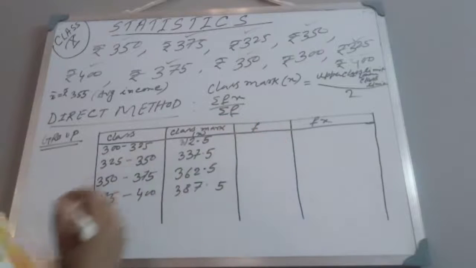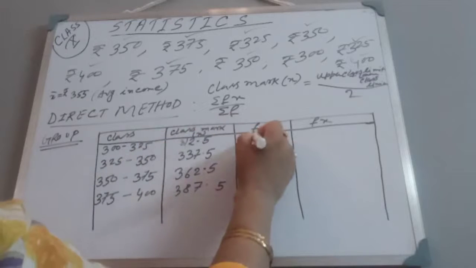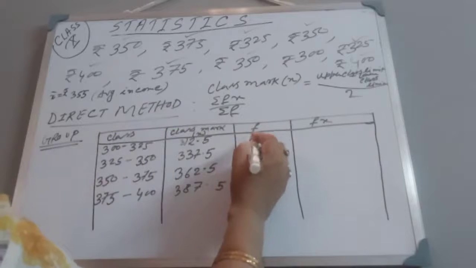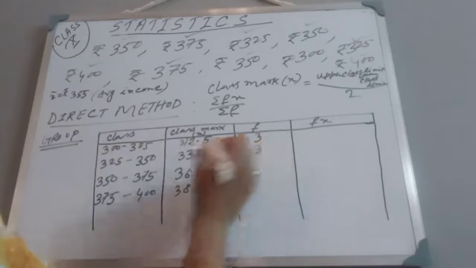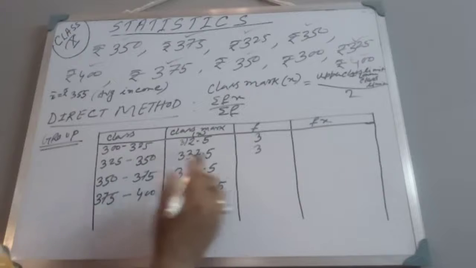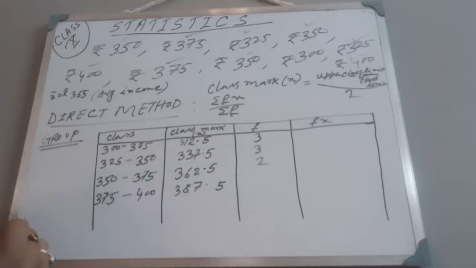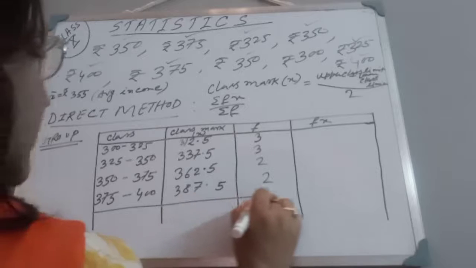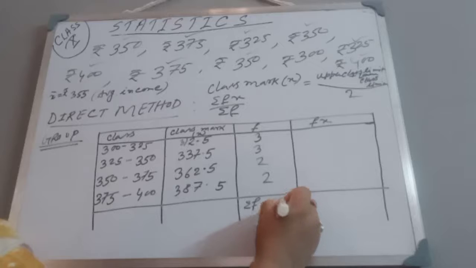Now the frequency. For 300 to 325, the frequency is 3. For 325 to 350, it is again 3. For 350 to 375 it is 2, and for 375 to 400 it is again 2. Let us check sigma f. Yes, this is again 10.